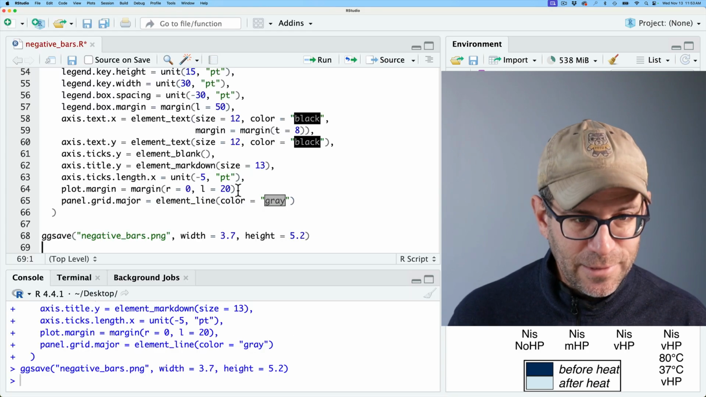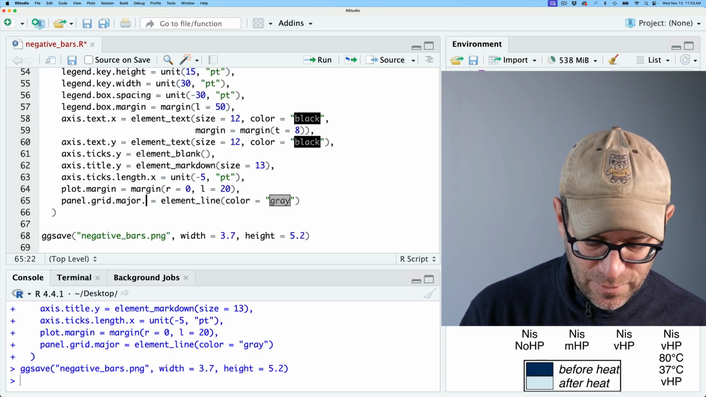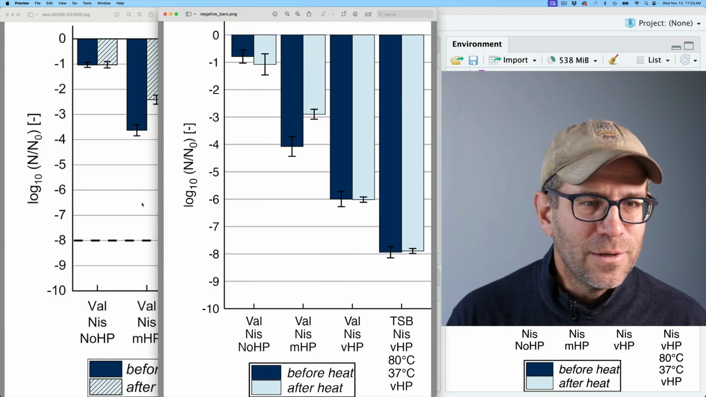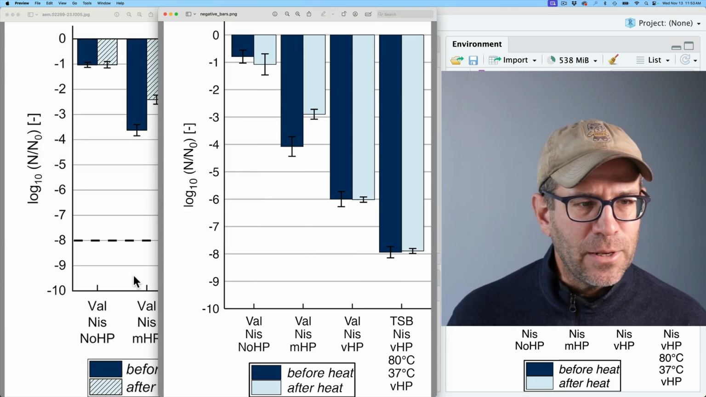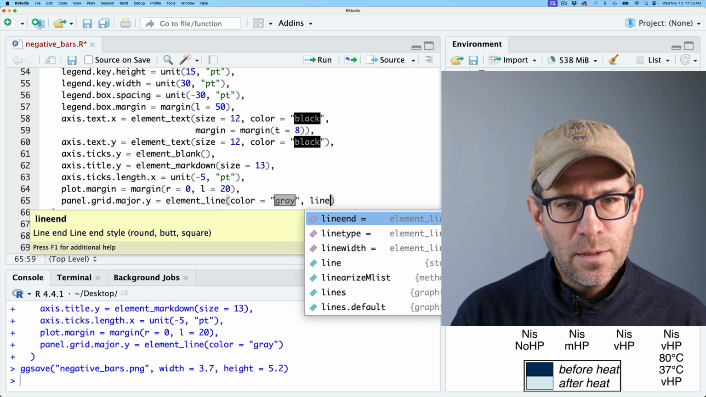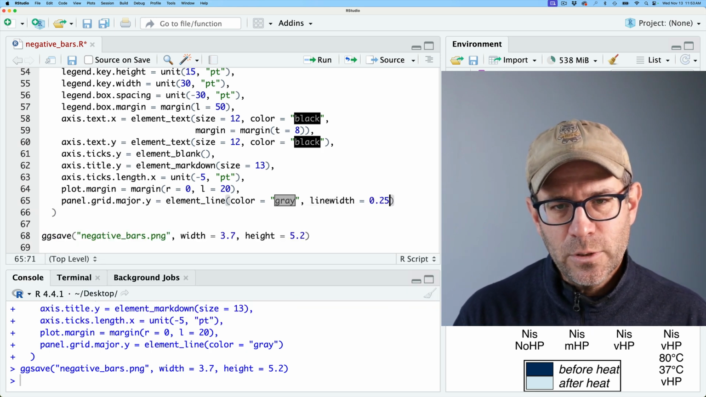Oh, that's all the grid lines. I only want, I think, the Y ones. I get the X and the Y confused. Okay, Y, good. So now we have those grid lines. Theirs is a bit thinner than ours. We can go ahead and knock that down a little bit by doing line width equals 0.25.